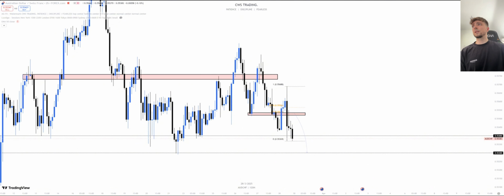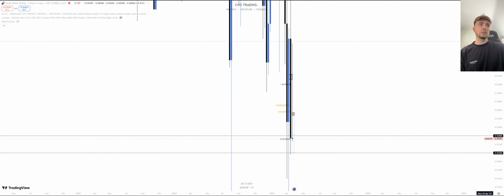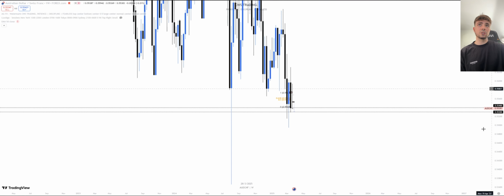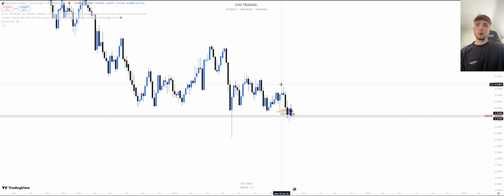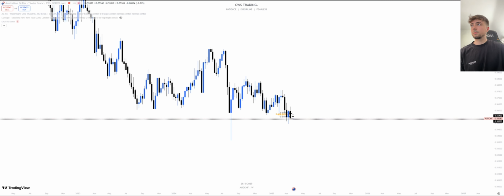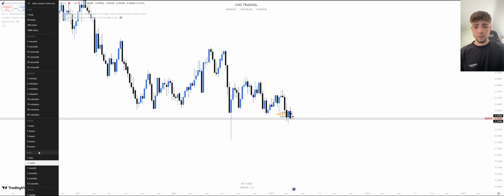So this is AUD CHF. We can see on the weekly time frame we are heavily bearish, creating lower lows, lower highs, lower lows. We've just created a lower high potentially here, so we're anticipating price to sweep and target more external lower liquidity.